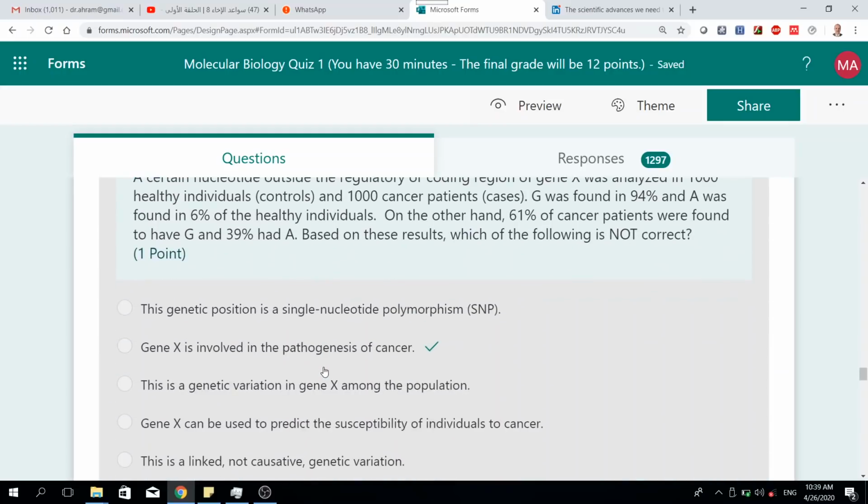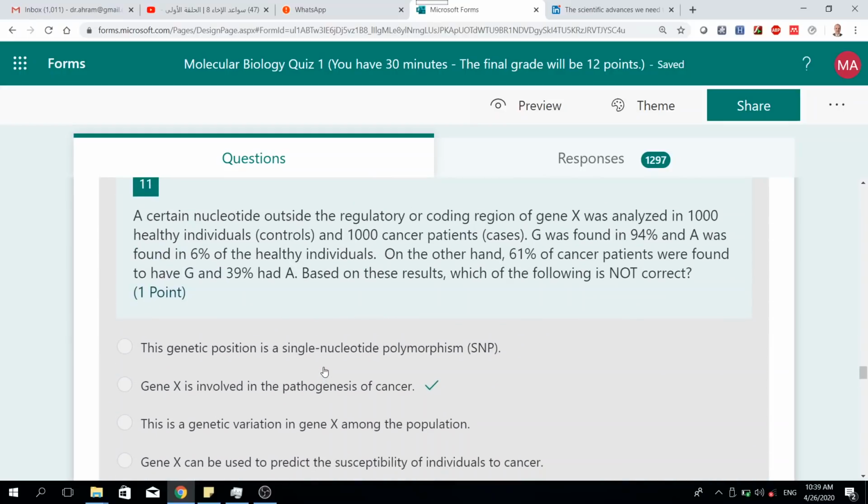Okay. Number 11. A certain nucleotide outside the regulatory or coding region of gene X was analyzed in 1,000 healthy individuals. These are the controls. And 100 patients. These are the cases. G was found in 94% and A was found in 6% of the DNA in healthy individuals, okay? And in cancer patients, it's 61 and 39.